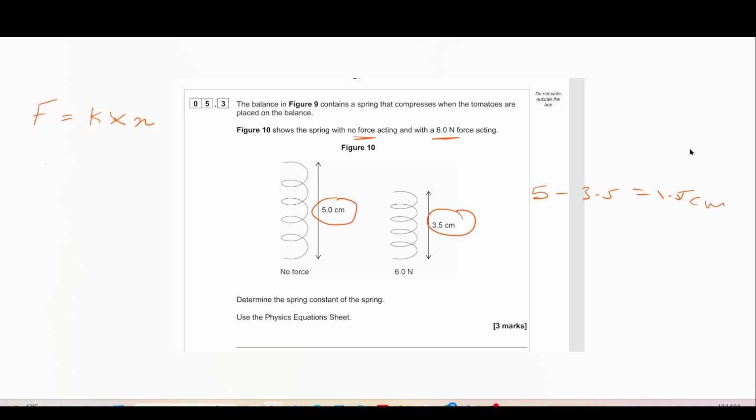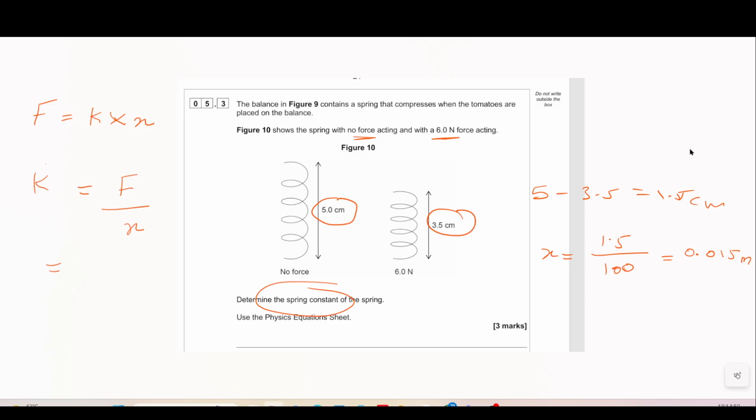Yes, convert it into meters. So 1.5 divided by 100 is 0.015 meters. So the extension equals 0.015 meters. Spring constant, 6 newtons. To find the spring constant, the spring constant equals force divided by extension. Yes, very good.